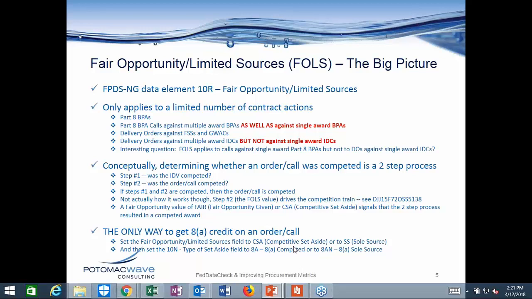Another way to get 8A credit is if you did an 8A sole source award, that directed order in our definitions. So you go to NASA SOUP, the vendor is part of the 8A STARS program. You make a directed order towards a particular 8A vendor. In the fair opportunity limited sources field, you would put SS, sole source. We have a slide on that, and we're going to review it in detail. That opens up the type of set-aside field, and you would put 8A sole source in the type of set-aside field. So you have to do an interaction between the fair opportunity limited sources and the type of set-aside field to get 8A credit.